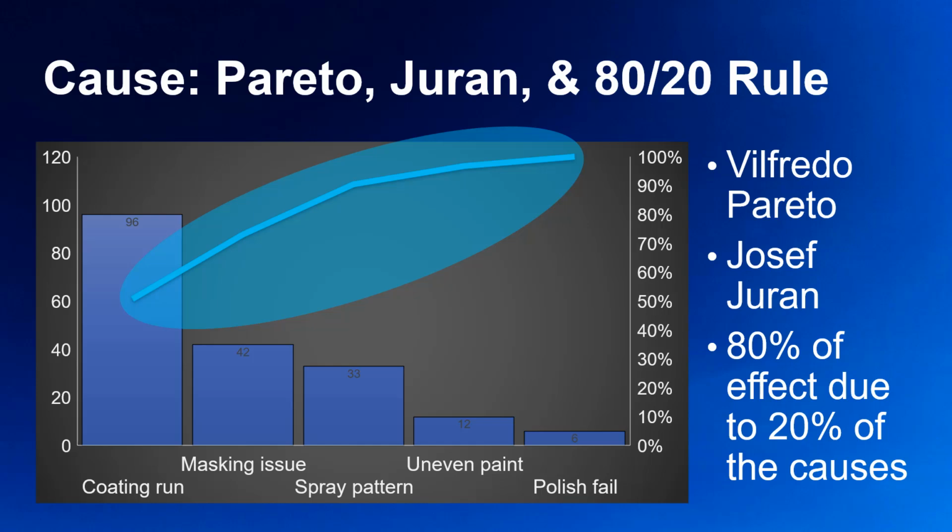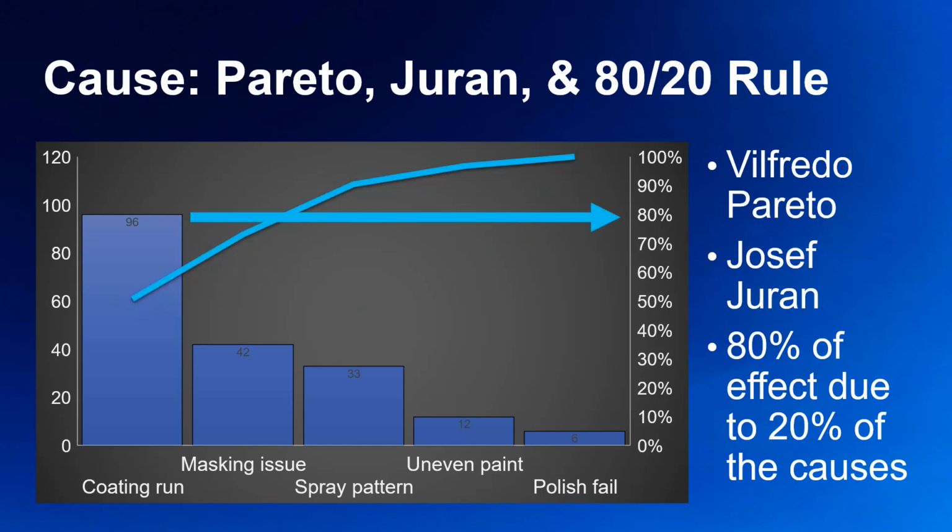We can see that the chief reason, coating run, accounts for 80% of the defects tallied. Which of these problems would you address first? Would you focus on the big ones on the left or on the tiny ones on the right? Well, for the best return on investment, of course, you would focus on the big ones first.